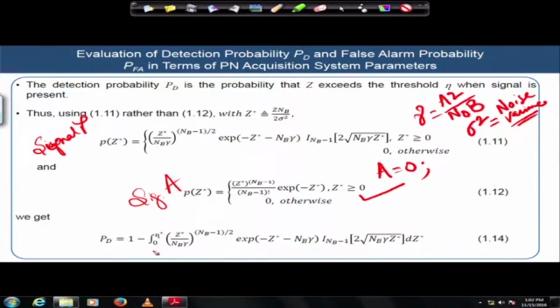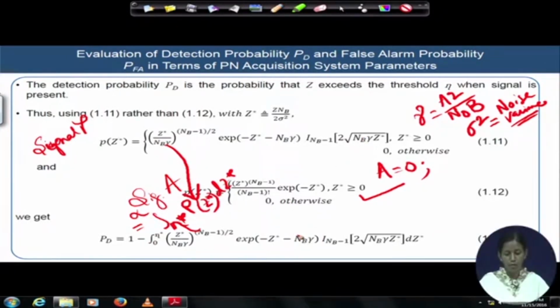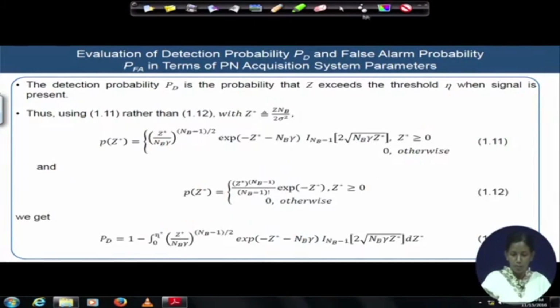Now we will follow the same philosophy. The detection probability is given by the integration running from eta star to infinity of p(z star) dz star, where p(z star) is now substituted from the signal-present PDF of Z. This integration is tough to achieve because the upper limit is infinity, hence we have redefined it as 1 minus the integral from 0 to eta star, and this is the final expression we get for the detection probability using expression 1.11.